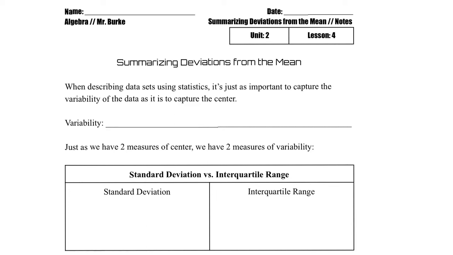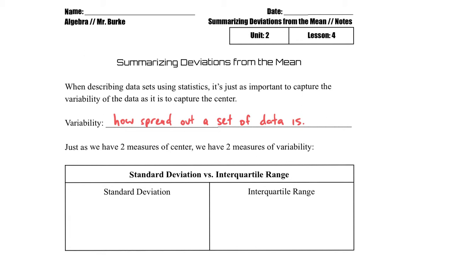So just like we want to summarize the center of a set of data to give information about the set of data, we also want to talk about the variability, because variability is essentially how spread out a set of data is. I'll just do a really brief example here.